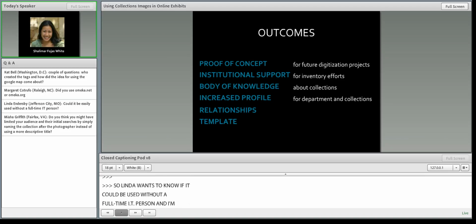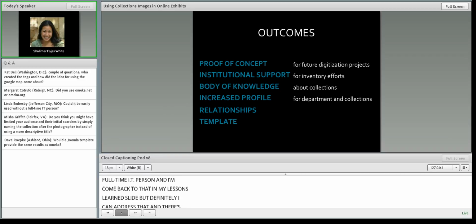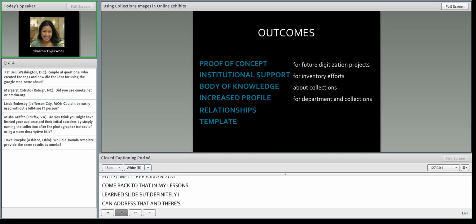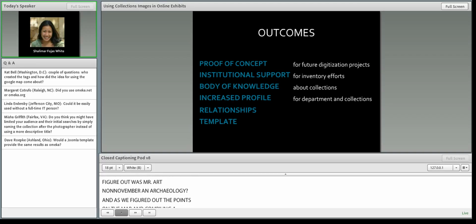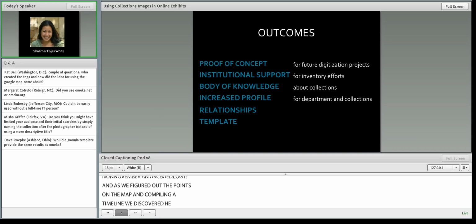And let's see, there's another question about who created the tags and how the idea for using the Google Map came about. The Google Map was really interesting because as we started to analyze the images, we were trying to determine who this person was. Most of the collections in ICFA were built through fieldwork done by scholars and archaeologists. So we were trying to figure out, was this Mr. Artamonoff an archaeologist? As we started plotting the points on the map and compiling a timeline, we discovered that he photographed all over the city of Istanbul, not only in one location, and throughout all of the months of the year.